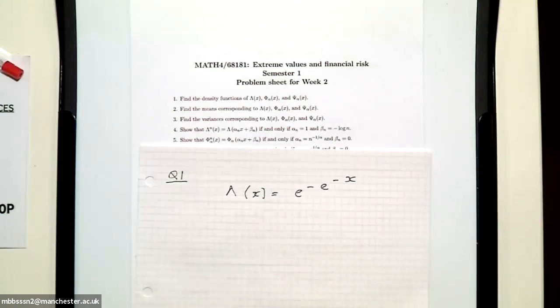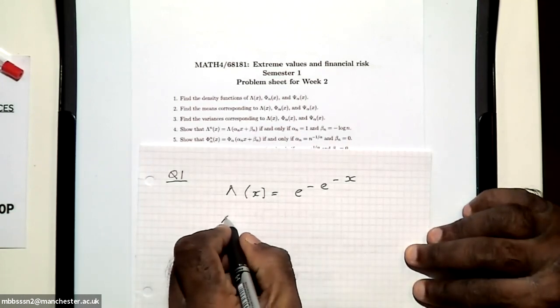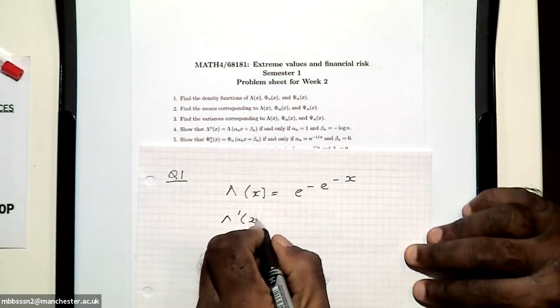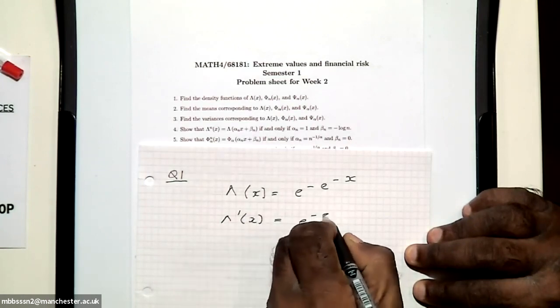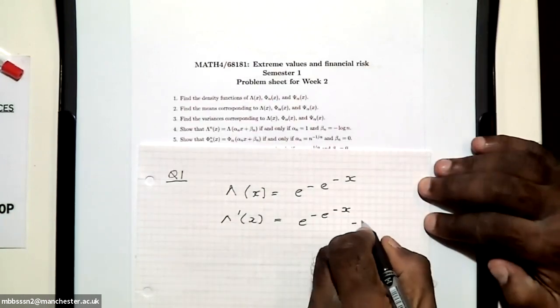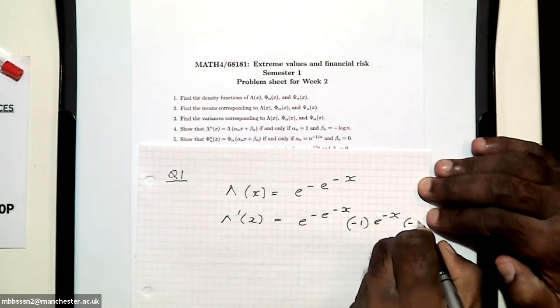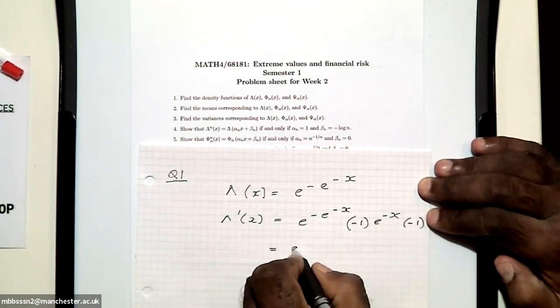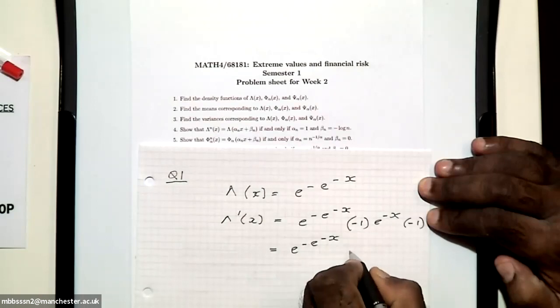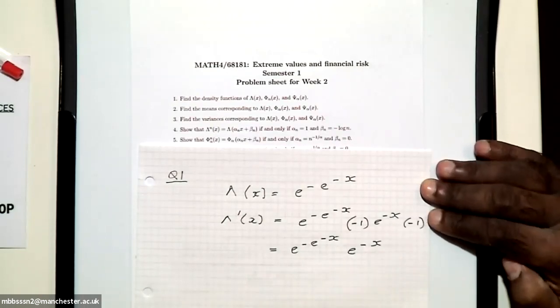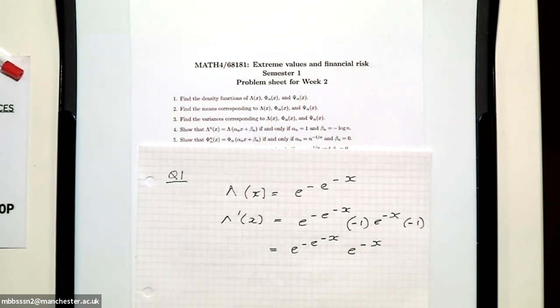Right. So the derivative of this with respect to x is times the derivative of this, which is... all right. So this is the derivative of the Gumbel distribution, right? That's question 1. The other two are similar, so I'm not going to do them.